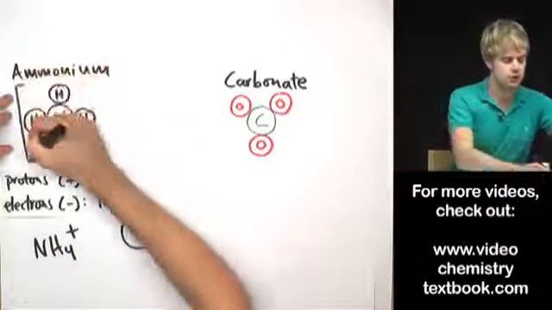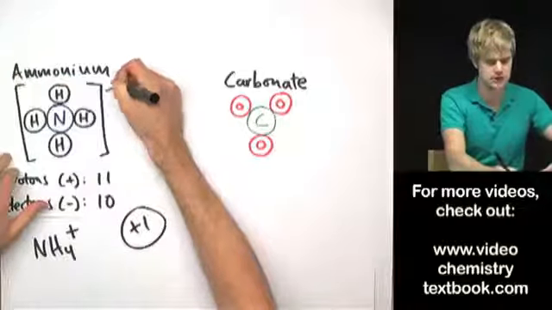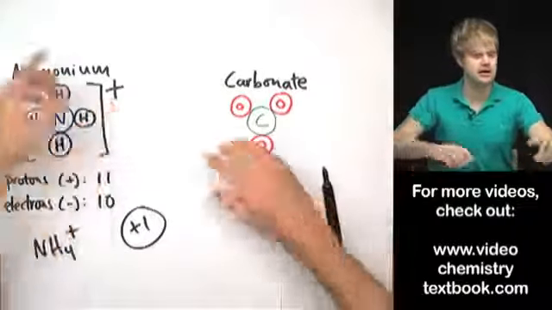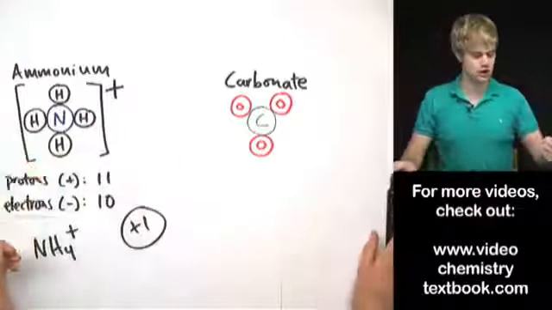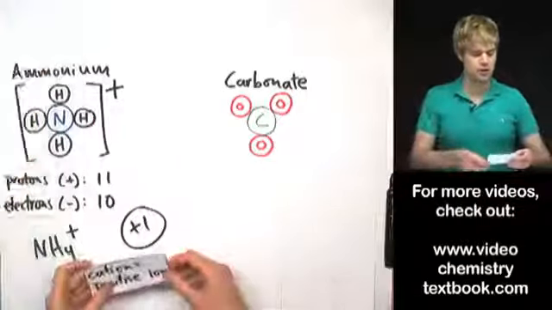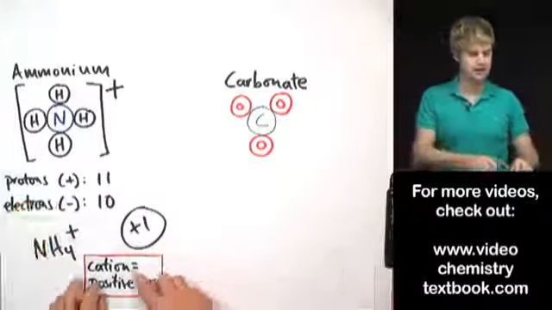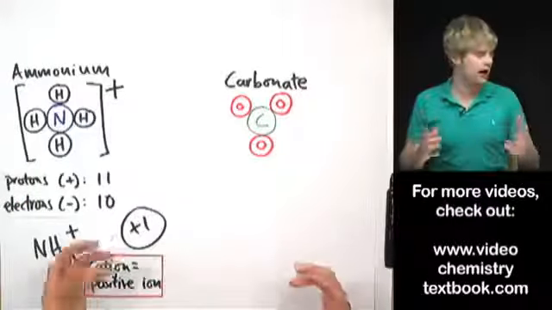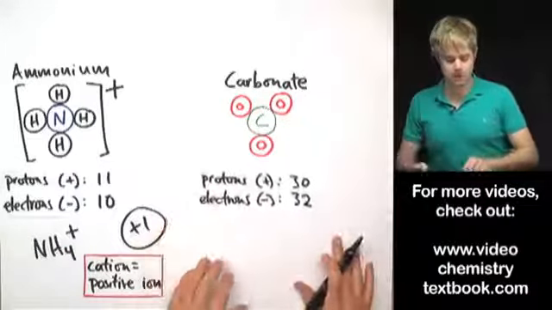I usually will also take the structure of this ammonium and put the whole thing in brackets and put a plus outside to indicate that this whole group of atoms together has a positive charge. I can also call this thing a cation, a polyatomic cation, because a cation is what we call ions that have a positive charge. Now, carbonate, we can do the same thing with it.